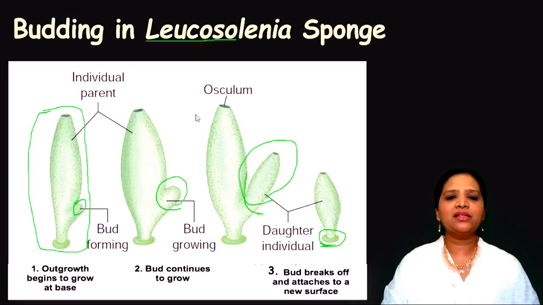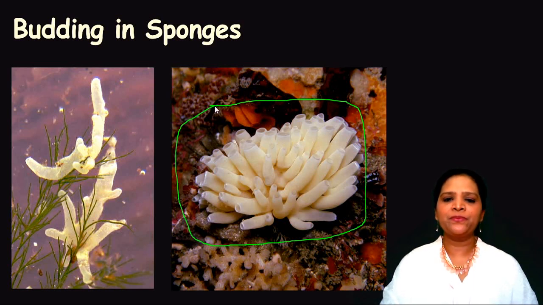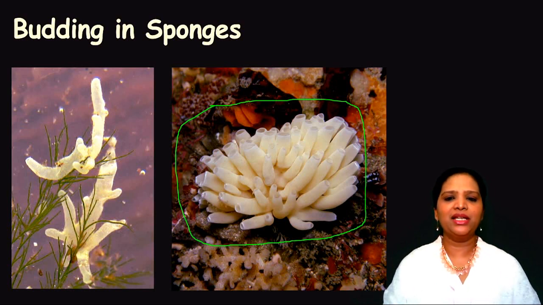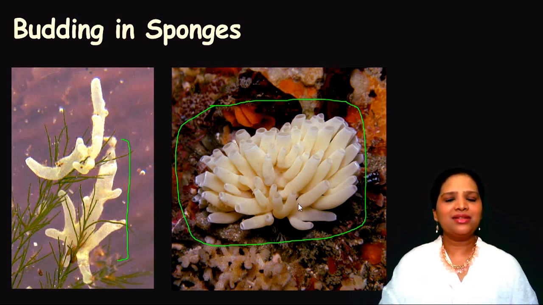Here the osculum means the mouth of the sponge. For example, in this picture, we usually see sponges in pictures like this. This is actually a group of sponges with many buds. The parent is fully surrounded by daughter buds. Initially the parent will be individual, a single stalk like that, and when it reproduces by budding, it produces a group of daughter cells. So this is the budding method of asexual reproduction.